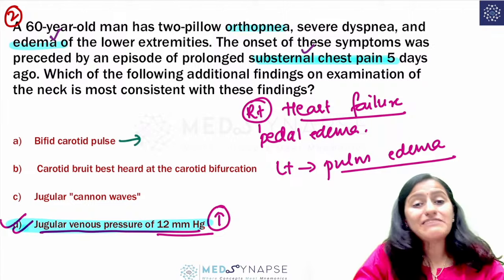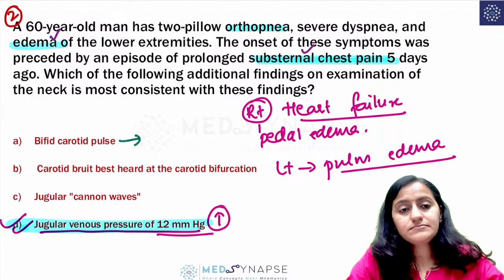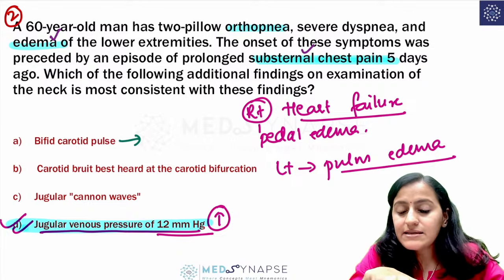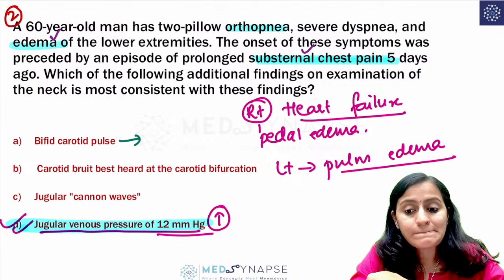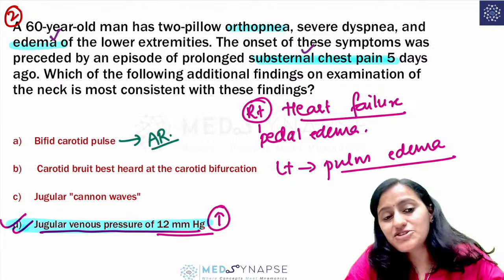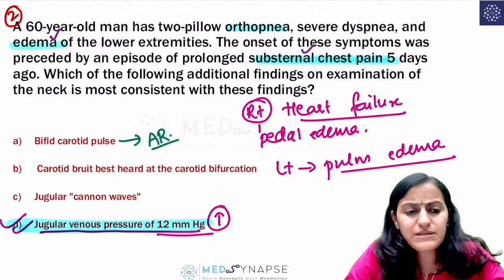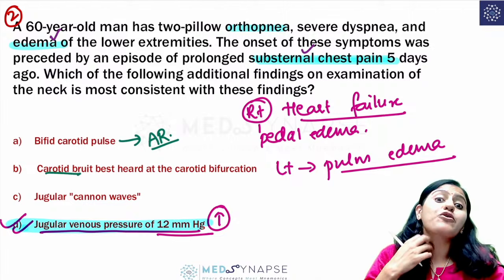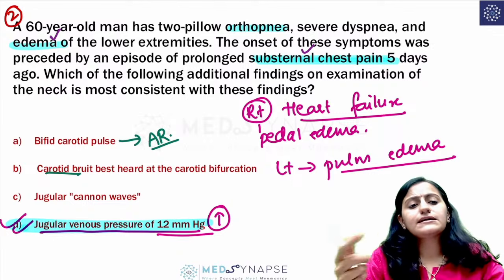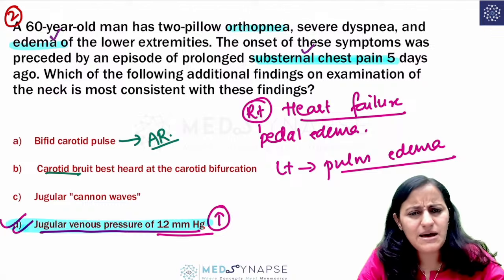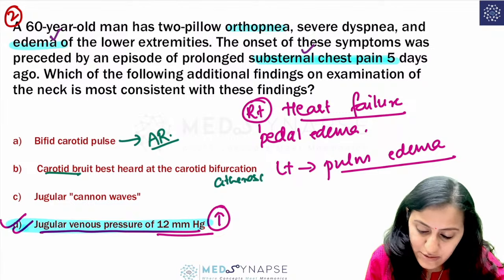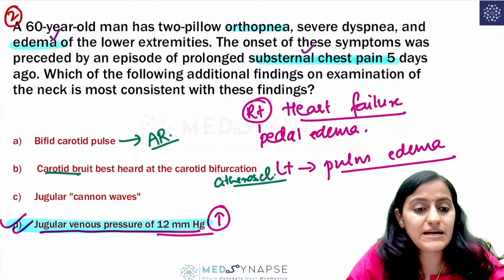Where do you see a bifid carotid pulse? So bifid, basically in the systole, here you are seeing two peaks. This is going to be aortic regurgitation, right? Aortic regurgitation may be coupled with aortic stenosis as well. Then you have carotid bruit, best heard at the carotid bifurcation, wherever there is bruit. So basically, maybe you are thinking of stenosis, narrowing, which is happening there, which is because of atherosclerosis, right? So carotid atherosclerosis, which can lead to TIA, stroke. That is what you think of.